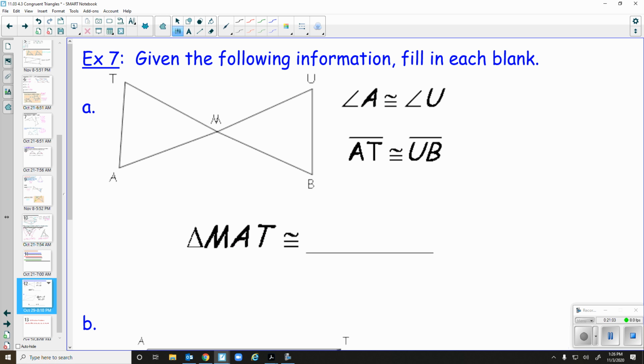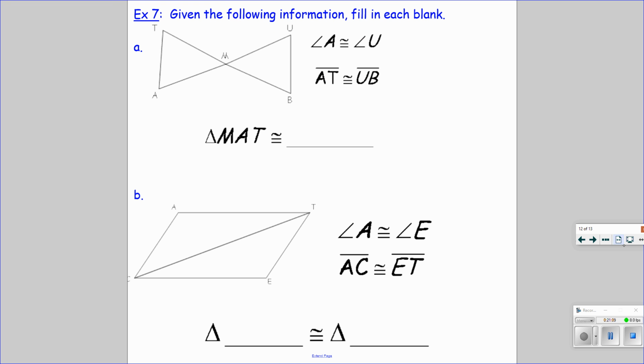And on to our last little bit of today, which is some congruency statements. So if we look at A, I'm going to show y'all little tips that at least help me. Actually, y'all try it first and see if you can figure out your own way of how to do it, and then I'll show y'all my little trick. Okay. A and U. And then anytime you have a segment congruency statement, it's telling you that T and B are also corresponding. So you should have triangle MUB.